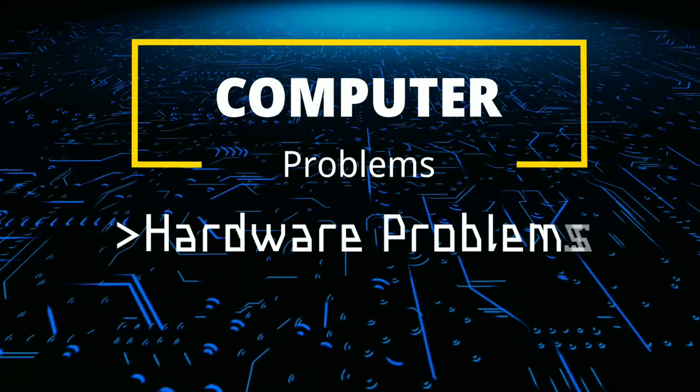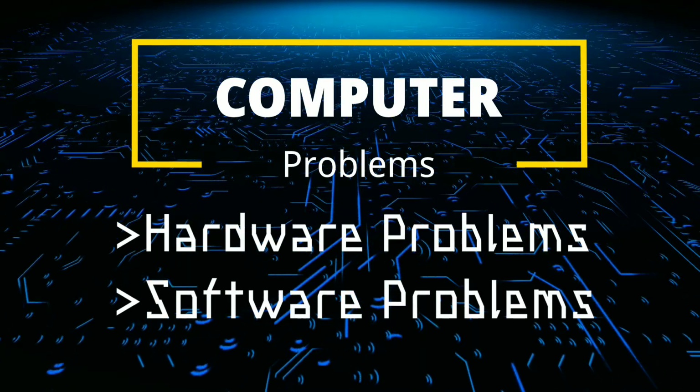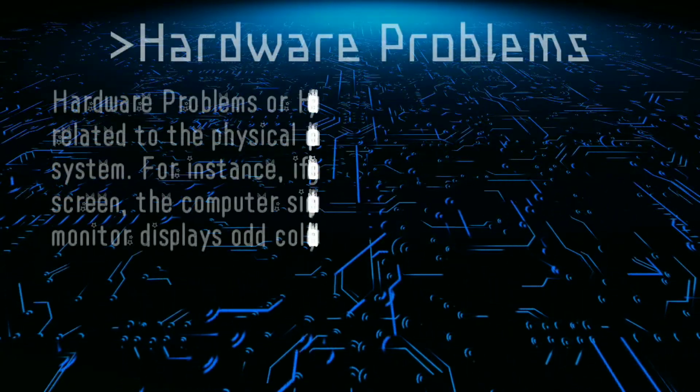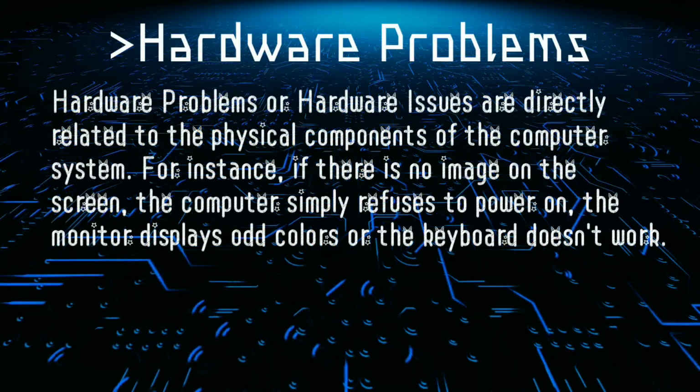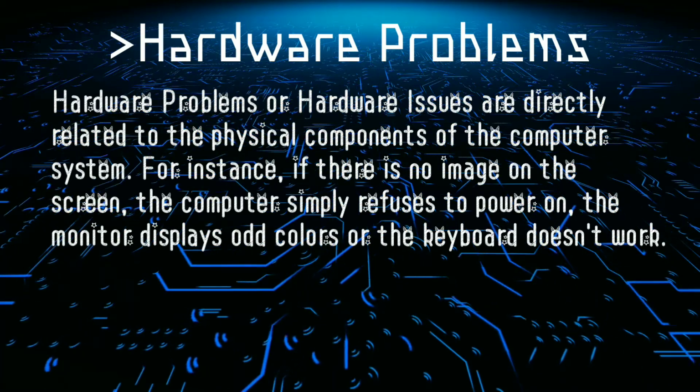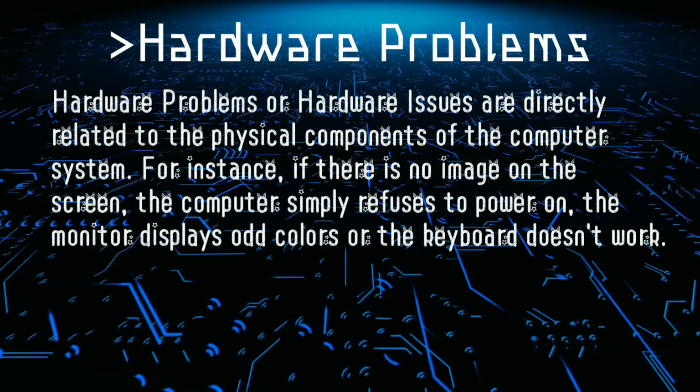All computer problems fall into two general categories. The first one is the hardware problems. Hardware problems or hardware issues are directly related to the physical components of the computer system.